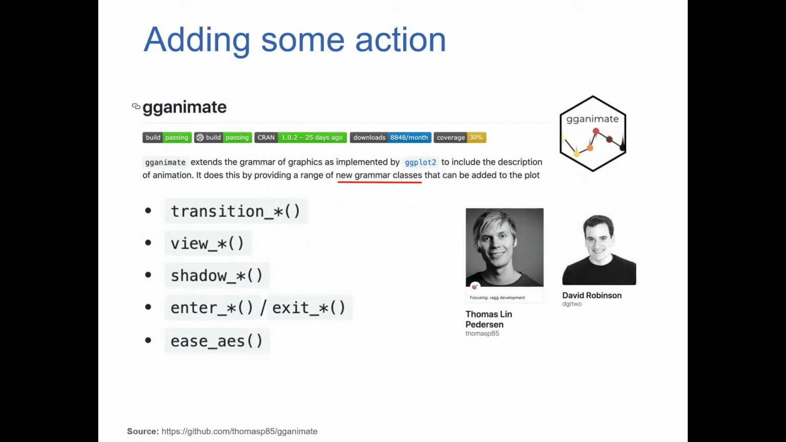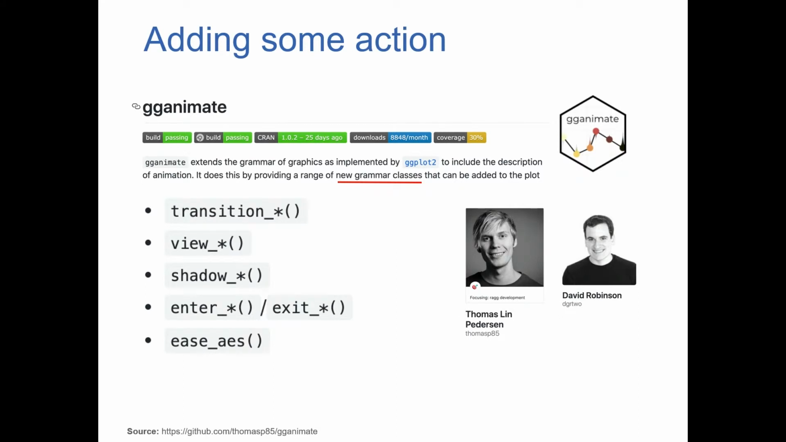The gganimate package was originally developed by David Robinson, but improved drastically by Thomas Pedersen. It has various extra new grammar classes for ggplot. Transitions, which look at the state of the data and how it changes over time. The view, which looks at changing the scaling of your axes over time as your data transitions. Shadow, what happens with previous points: do they hang around or disappear? Your enter and exit: does it fade in, fade out, does it boing into the picture or swirl out, whatever it might be?